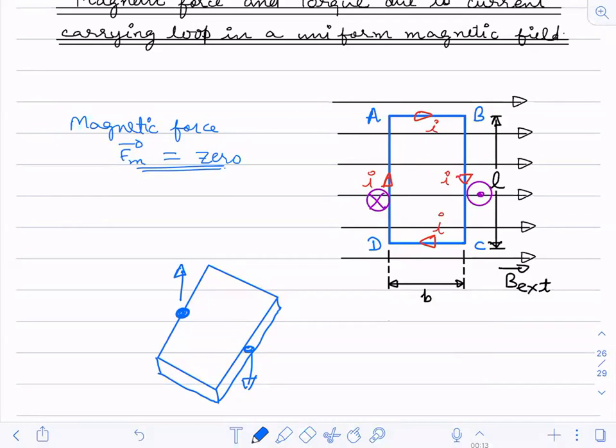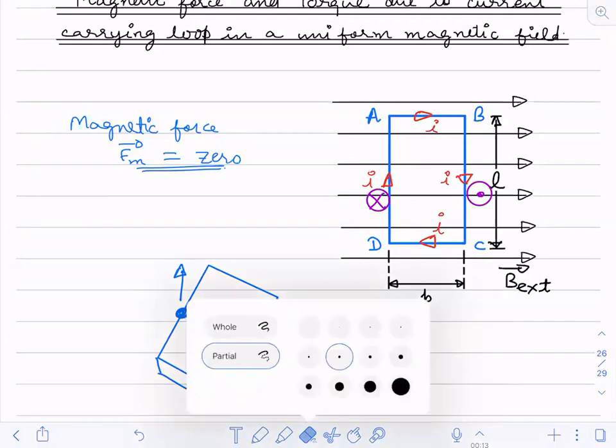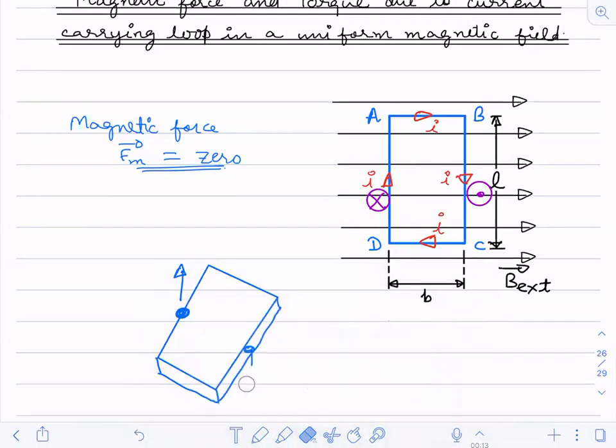Sorry, this must go up as per the figure. As per the figure, this should go up, and this should go down. Understood? So what will happen? This will rotate. How will it rotate? It will rotate like this.